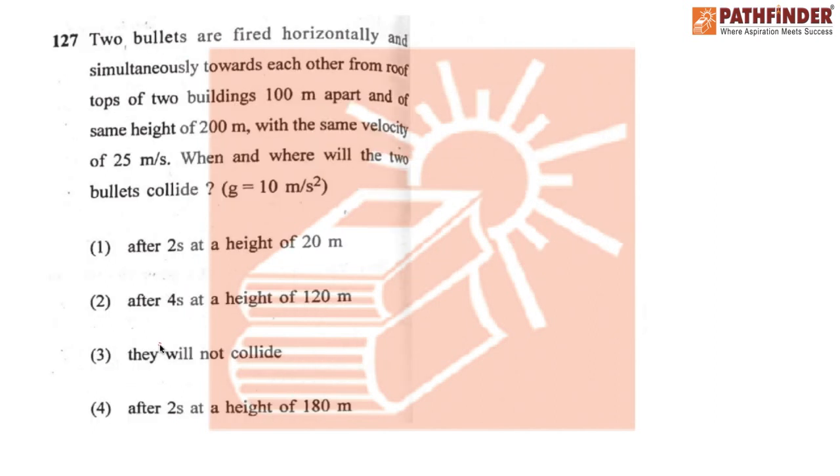Two bullets are fired horizontally and simultaneously towards each other from rooftops of buildings 100 meters apart and of same height with the same velocity. When and where will the two bullets collide? Okay, they're fired horizontally and simultaneously towards each other.